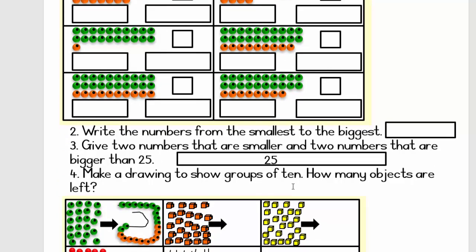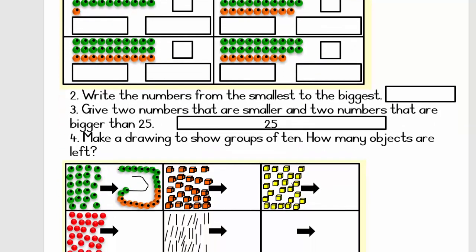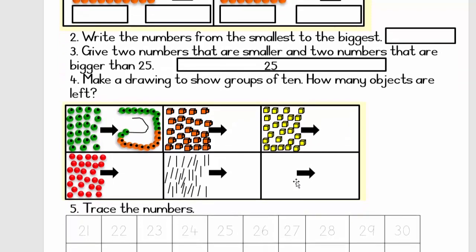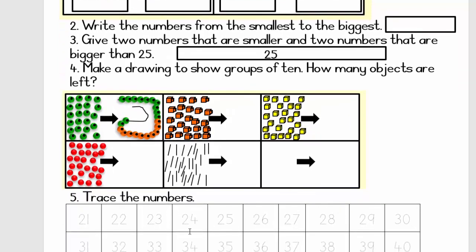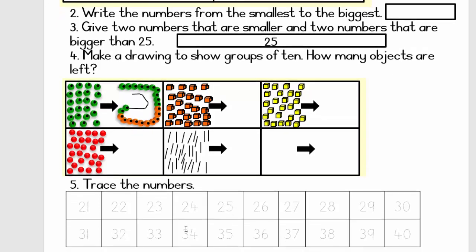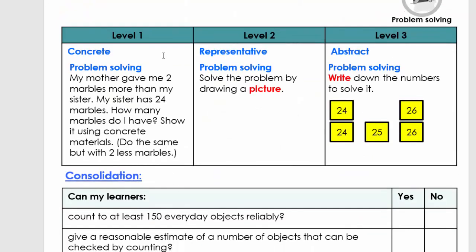When you come to question number 4, they don't need to redraw it always. What they can do is circle the groups of 10, and it makes the counting easier. So then maybe they have 2 groups of 10 and there's 3 left, and then they can write 23. The main important thing here is that they're not going to count it individually, but in groups of 10. And here they can then trace the numbers. Remember, we also need to practice writing these numbers. Then we're going to go to the problem solving.